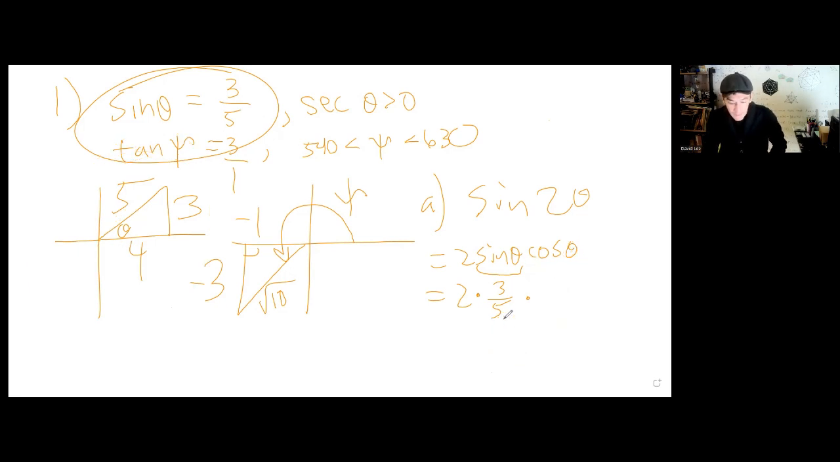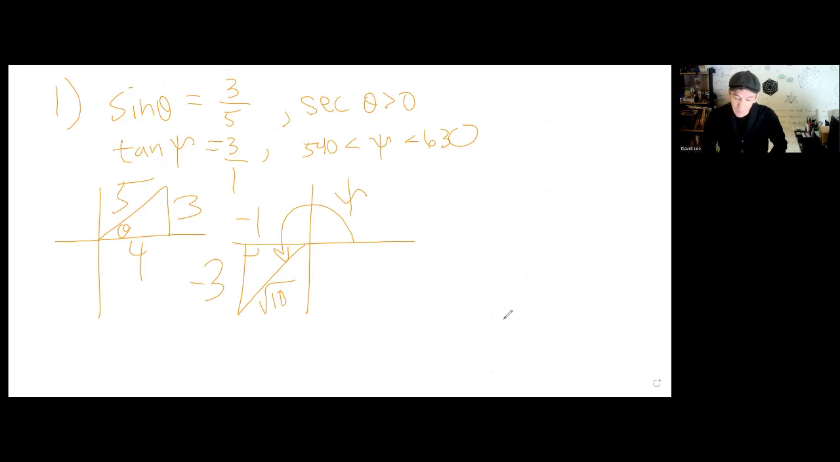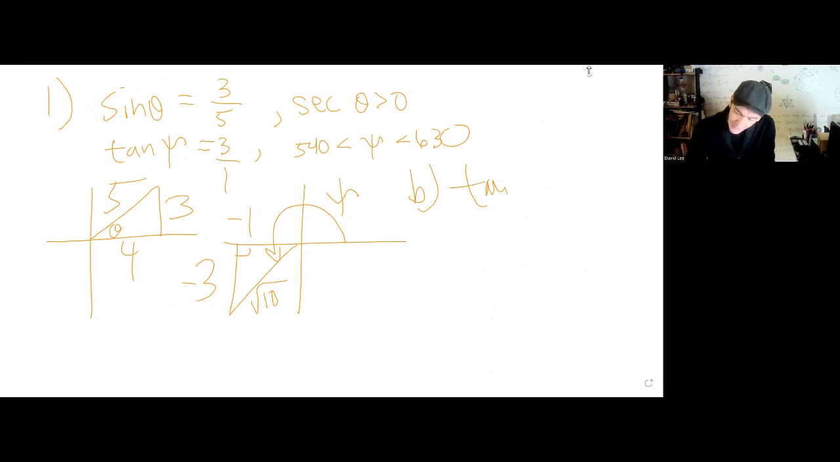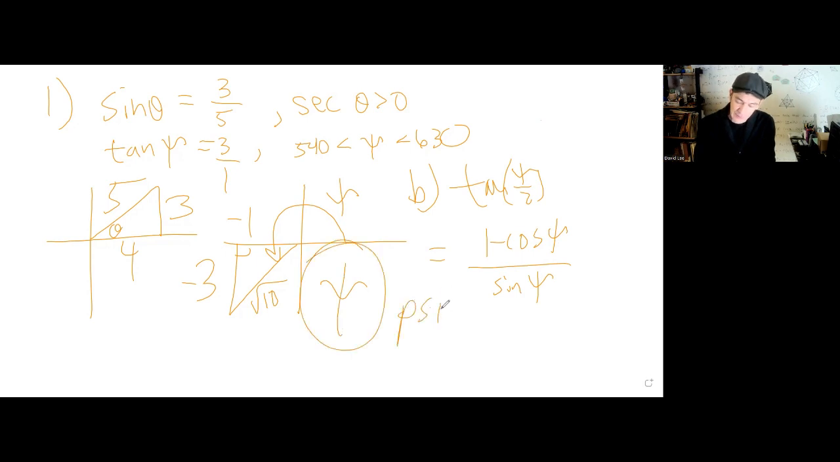Part B, let's have a gander at part B. Part B says tangent of half of psi. So go to your half angles. Tangent of psi over 2 would equal 1 minus cosine psi over the sine of psi. I keep saying psi because that's the name of this symbol. The symbol is called psi. It is spelled PSI. All right, so tangent of half of psi is this.